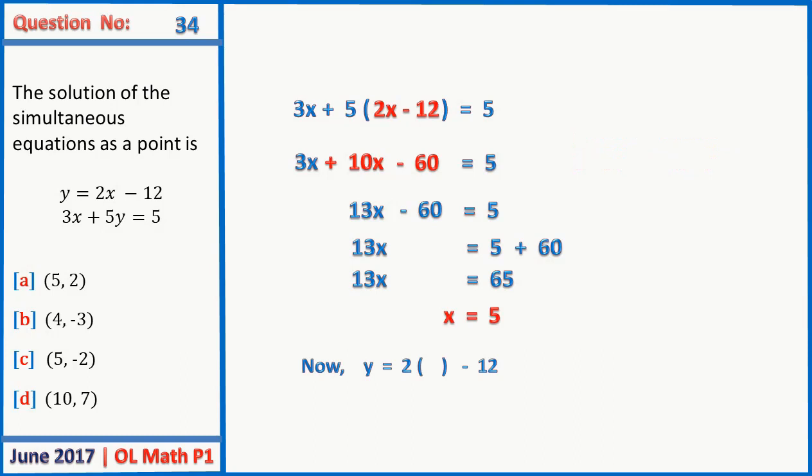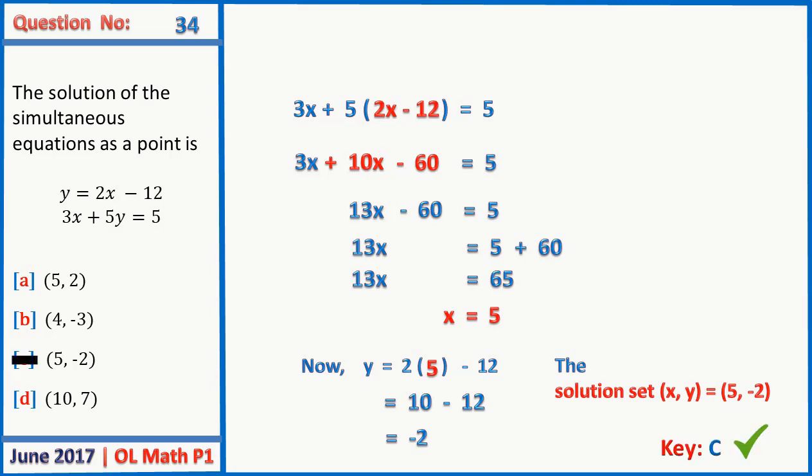Now we substitute the value of x equals 5 in equation 1. We will have 2 times 5 minus 12. So 10 minus 12 gives us minus 2. And the solution set is x first before y, which gives us (5, minus 2). And the key is C.